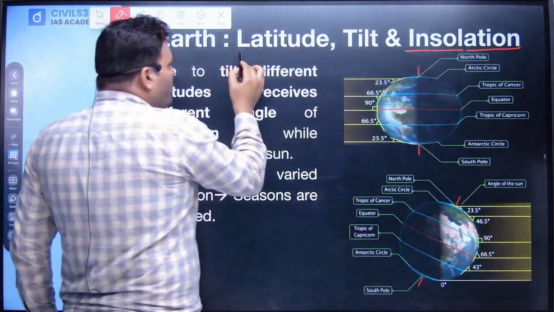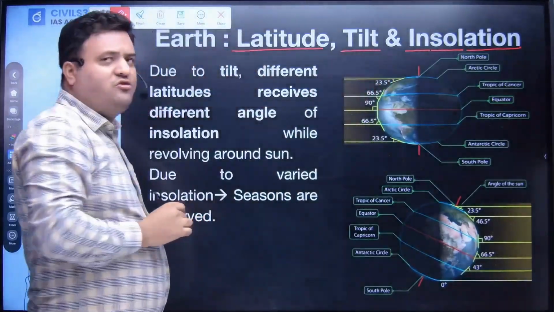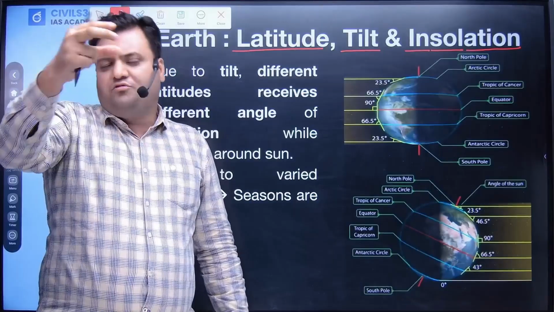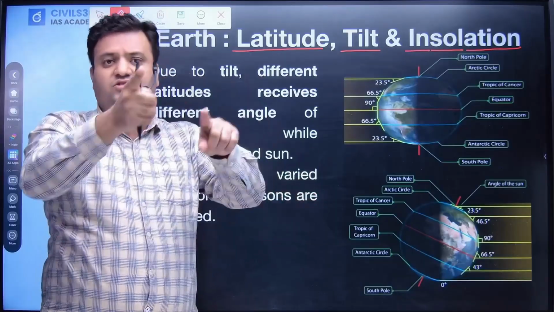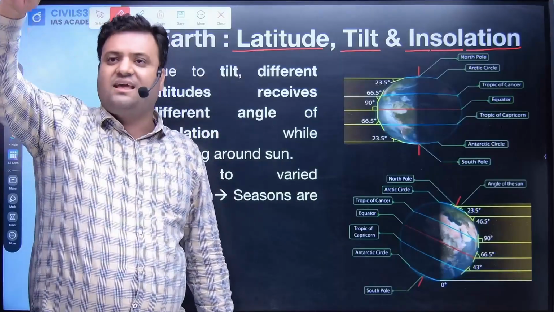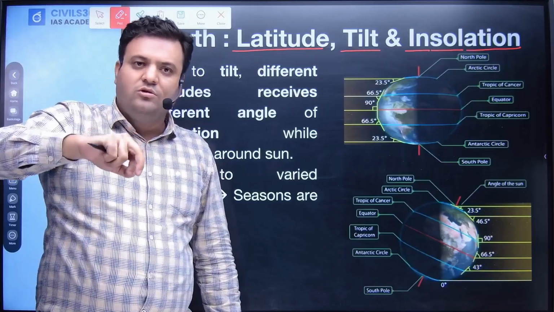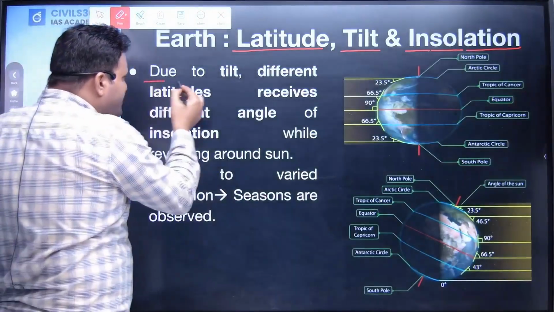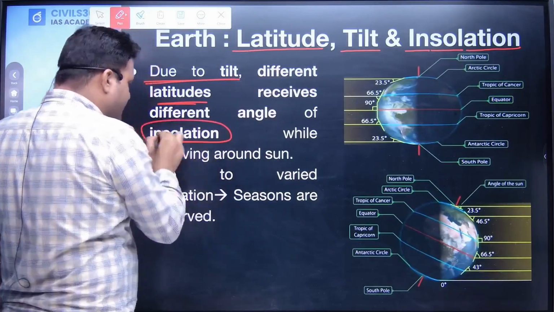I hope you have clarity about the latitudes, and now I hope you have clarity about the tilt. I told you geography is very sequential. When you have clarity on one topic, then you move towards the next topic or concept, then those two topics will be used in the third topic, similarly the fourth topic, and so on. So it's a proper sequence. It's like a ladder, and if you want to move onto a particular stair, you have to step up each of them. So because of the tilt, different latitudes receive different angles of insolation.